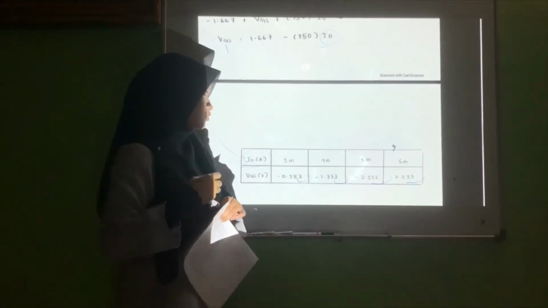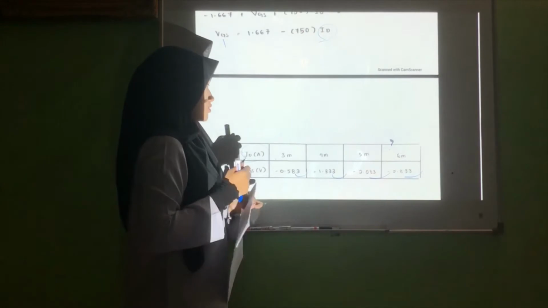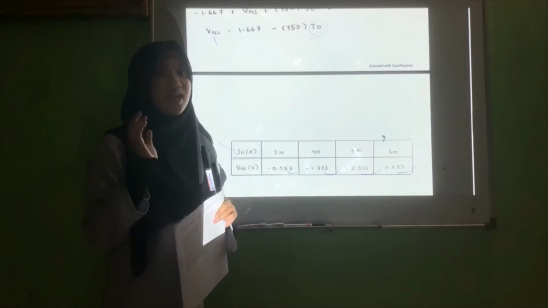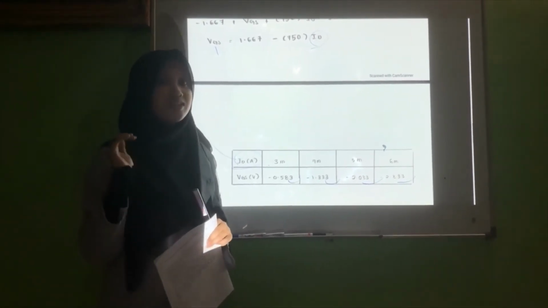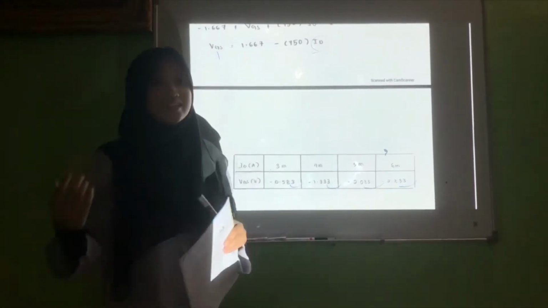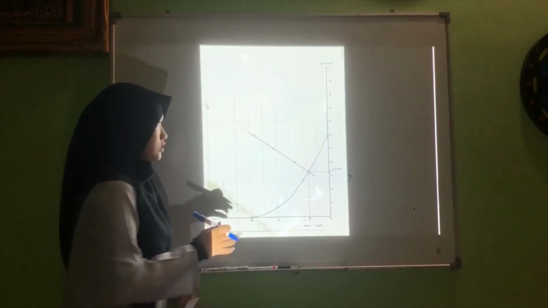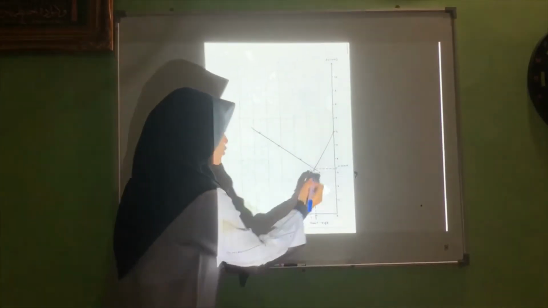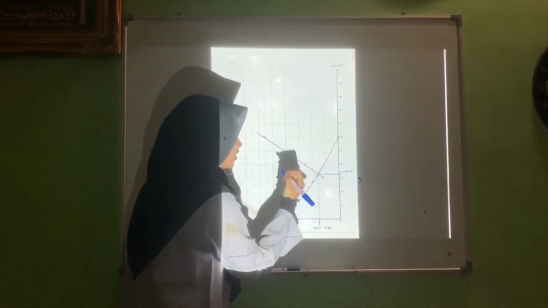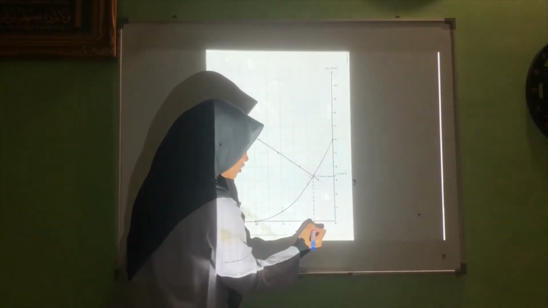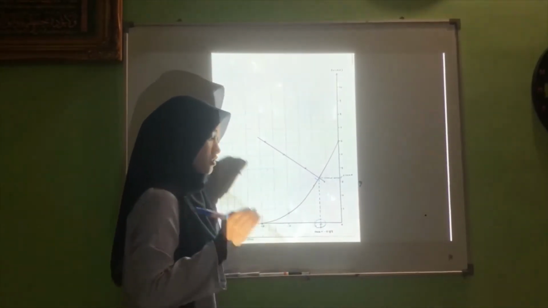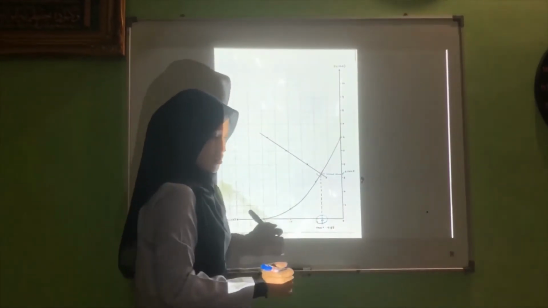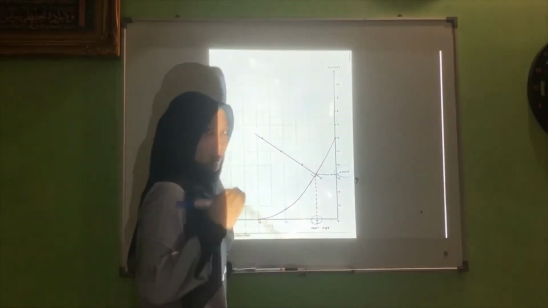You must take at least three points to make sure that your graph is accurate for VGSQ and IDQ. So this is the graph that has been plotted. We can see that this is the intersection. This is the intersection for IDQ, and this is for VGSQ. So VGSQ is negative 0.8 volts, and IDQ is 3.25 milliampere.